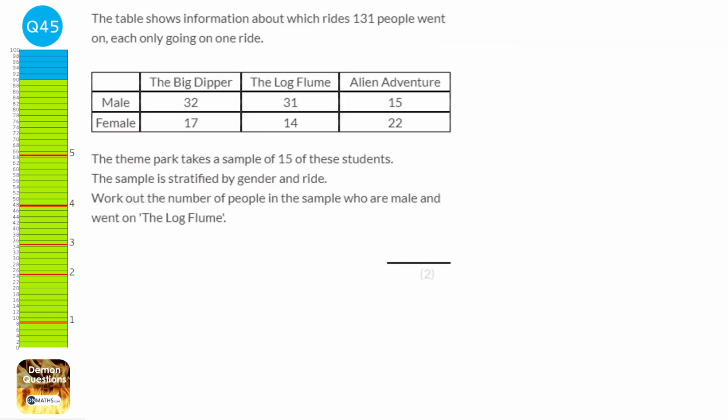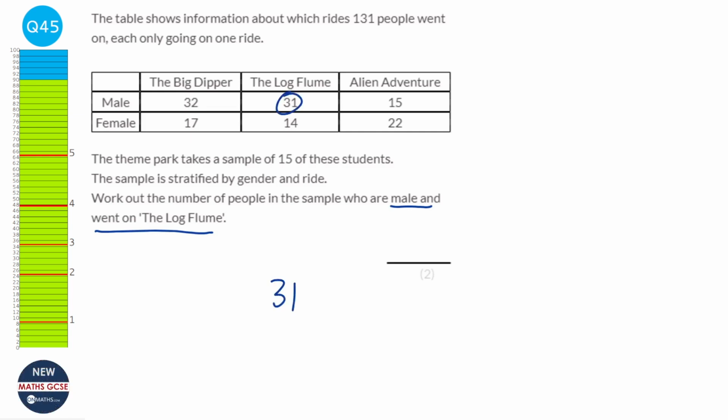So stratified sampling is basically trying to pick a sample that reflects the population. So if we look here, there's a lot more people who are male and pick the log flume than female who pick the log flume, for instance. So we look at the fraction of people in our population who, and in this case we're looking at male who went on the log flume, so male who went on the log flume.